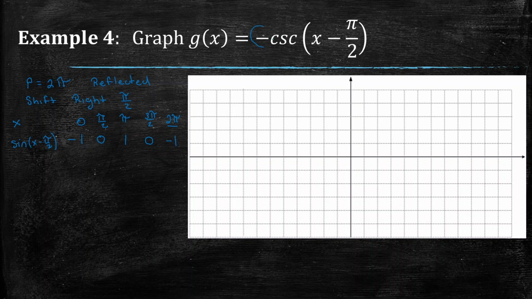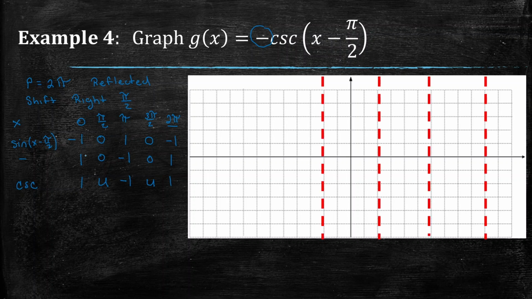Now, remember that this is reflected, right? So I'm going to go ahead and do that reflection right now. All right, so everything here that's positive becomes negative. The zeros don't change, right? So this is now positive 1, 0, negative 1, 0, and positive 1 again. So my cosecant values then are still going to be 1, but now I'm undefined at 0, negative 1, undefined, and positive 1. All right, there are my cosecant values.